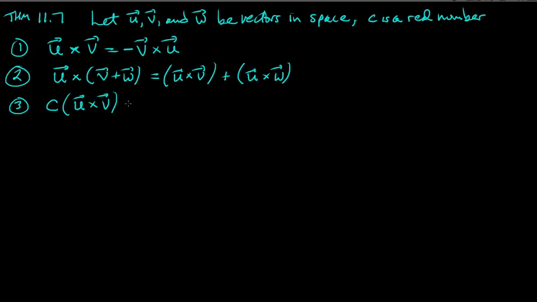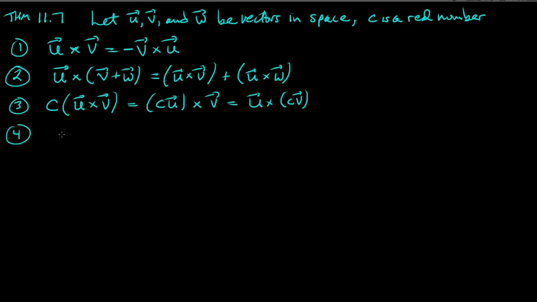So you can guess that if I just take c times u first and then take the cross product with v, I get the same thing. Or if I take u cross c times v, I get the same thing. So that's no different than the dot product.